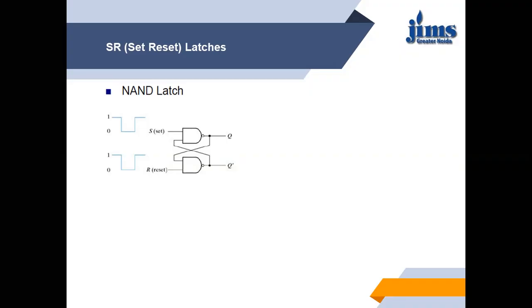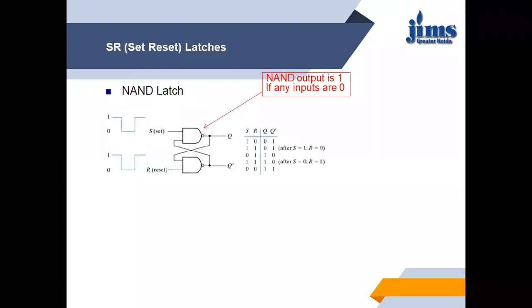And the process is the same. We have cross coupling: Q is fed back to R and Q bar is fed back to S. And the concept we are considering here for the NAND gate is that the output is 1 if any of the inputs are 0. Means if a single input of the NAND gate is 0, then the output of the NAND gate will be 1. This is the basic concept which we are considering for the analysis.